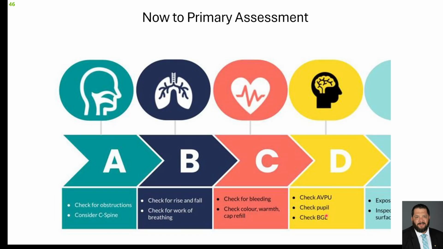Okay? Because based on this information in your primary assessment, this is where you're going to make your transport decision. Remember your acronym CUPS, right? They're going to be either critical, unstable, potentially unstable, or stable. And we're going to decide now, with this information, without going any further, whether they're a stay and play or a load and go sort of patient.